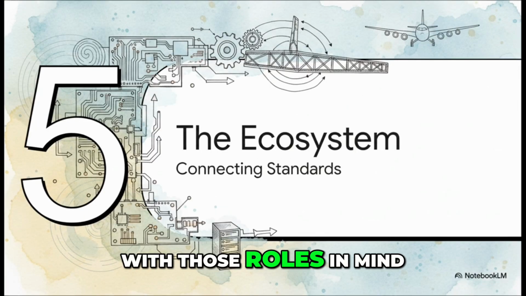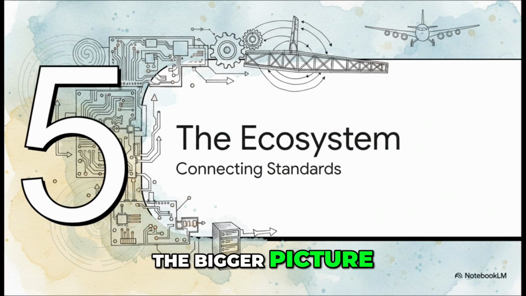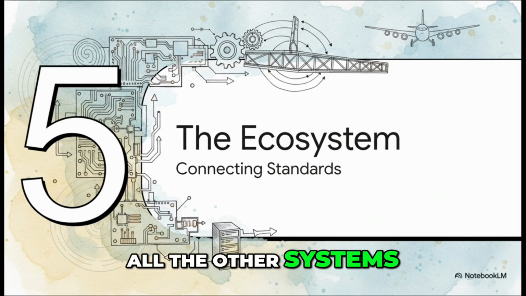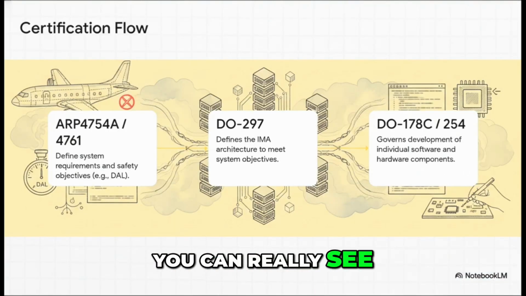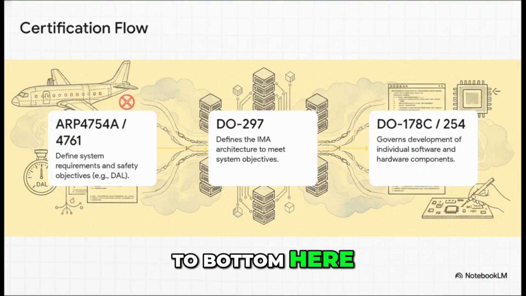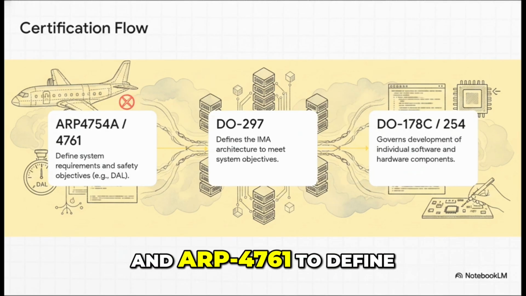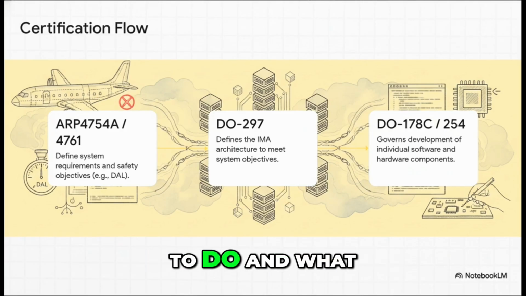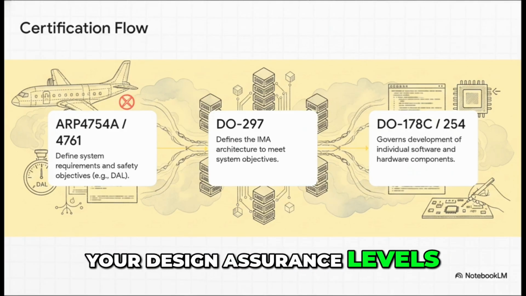So, with those roles in mind, let's see how this architectural standard fits into the bigger picture, how it connects with all the other systems, safety, and development standards that we rely on. You can really see how the whole certification process flows from top to bottom here. You start at the highest level with ARP 4754A and ARP 4761 to define what the system needs to do and what the safety goals are. That's where you assign your design assurance levels.